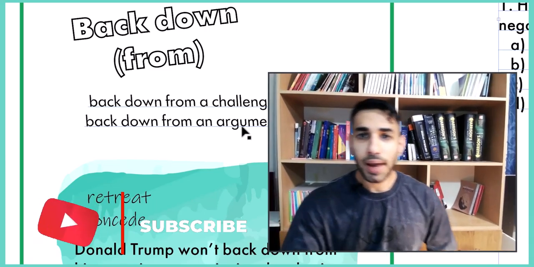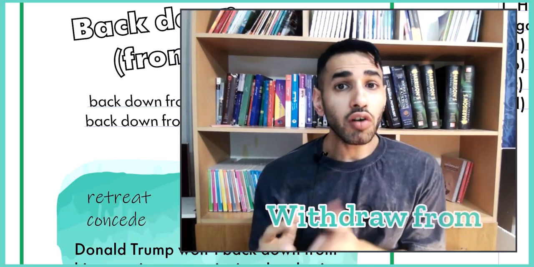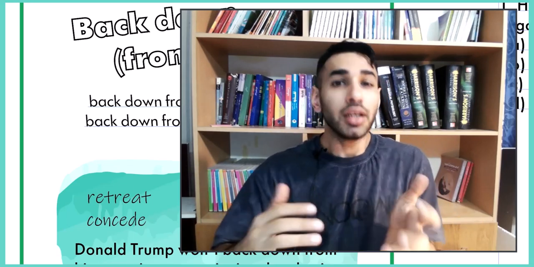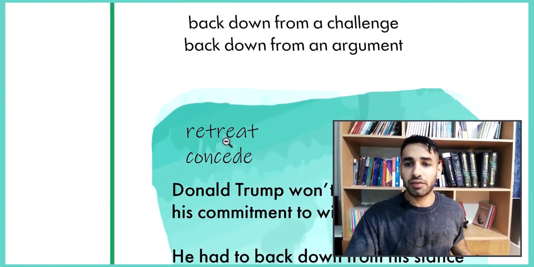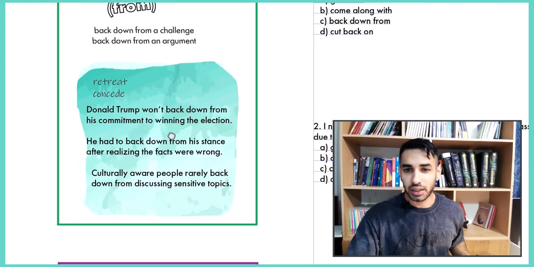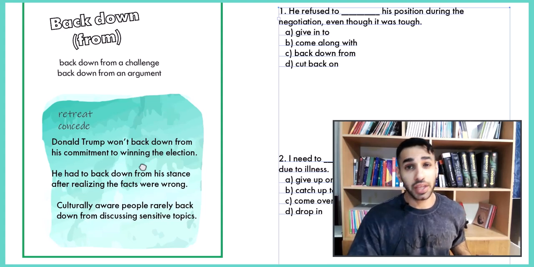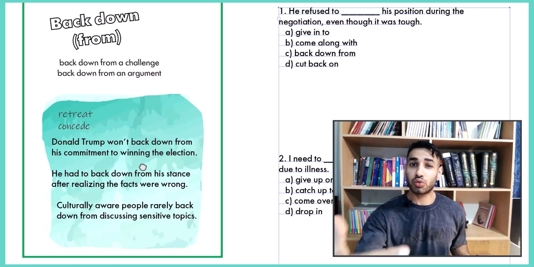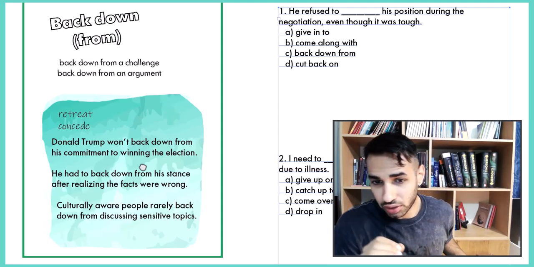Now the meaning. To back down from means to withdraw from a position, to withdraw from an argument, for example, to withdraw from, to retreat, to concede. As you see here, the synonyms of back down from: to retreat, to concede. Examples. Donald Trump won't back down from his commitment to winning the election. It means he doesn't want to retreat, he doesn't want to withdraw from his position in winning the election.